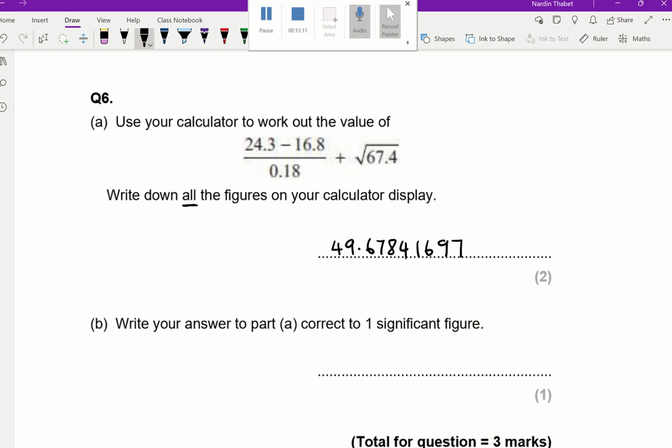Then it says, write your answer to part A correct to one significant figure. That's not a decimal place, it's the first important number. The first important digit is the 4, because it's bigger than 0. And then the 9 will round up. So this will be a 5, and this has to be a 50. You don't round 49 to 5, you round it to 50, and all these other numbers are going to disappear because they're very small numbers.